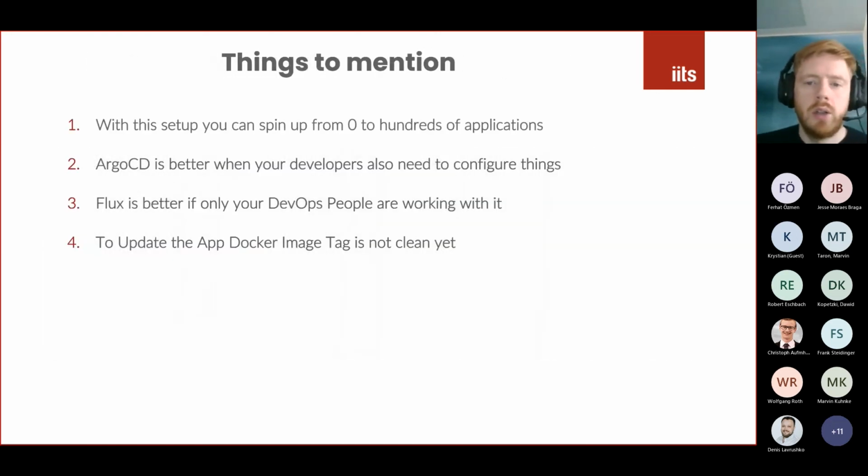So we come a little bit to the end. Things to mention: with the setup we showed you with Terraform and Argo CD, you can spin up from zero, from having nothing in the cloud, to hundreds of applications. Currently we have around 400, 500 containers, and if the cloud would crash, we can just move it somewhere else in 10 minutes. It's no problem for us. We build up new stages super fast because we just need to copy paste a lot.